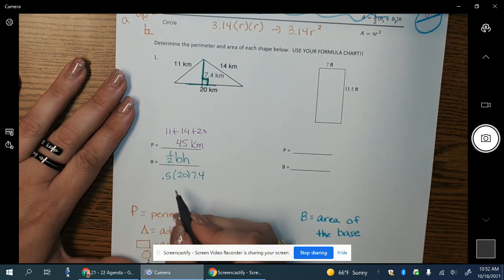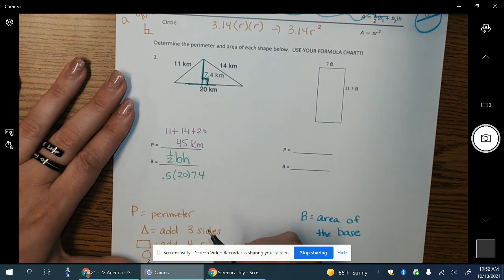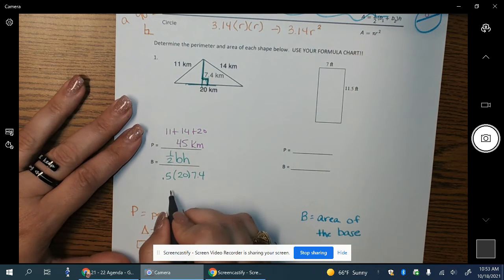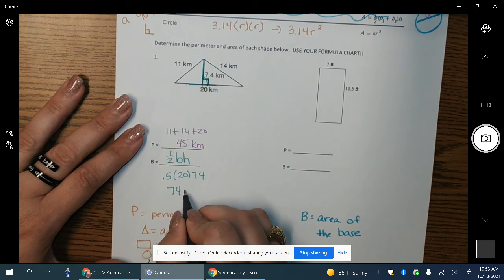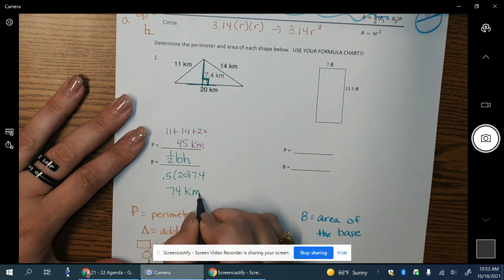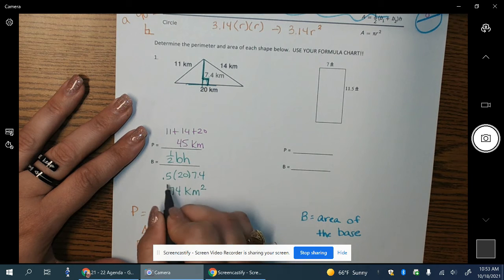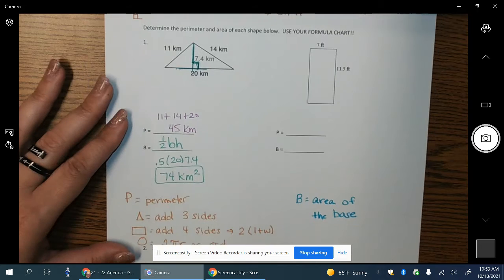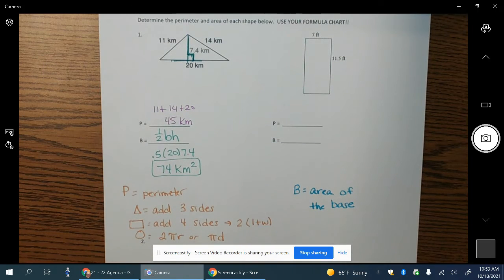So now in your calculator, what does that equal? 74 what? Kilometers what? Squared. Remember, area is always squared. So it's 74 kilometers squared. Are there any questions on how to do that triangle?